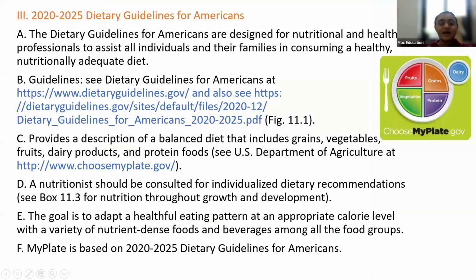So these are the nutritional needs of all the stages of life. The goal is to adopt a healthful eating pattern at an appropriate calorie level with a variety of nutrient-dense foods and beverages among all the food groups. What is our main goal by following these dietary guidelines? The main goal is to adopt a healthful eating pattern.